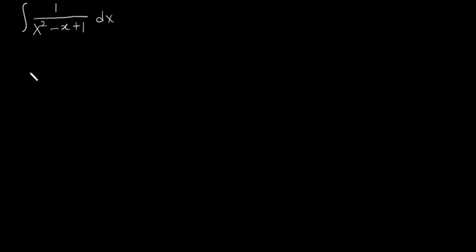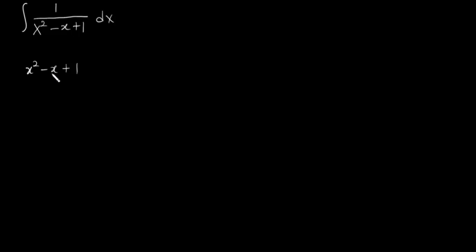I'm going to write the denominator: we have x squared minus x plus 1. Let's focus on it. Now what I'll do is find half of the coefficient of this x here. Then I will square it and add it to the expression and then subtract it from the expression. So let's look at what I mean.